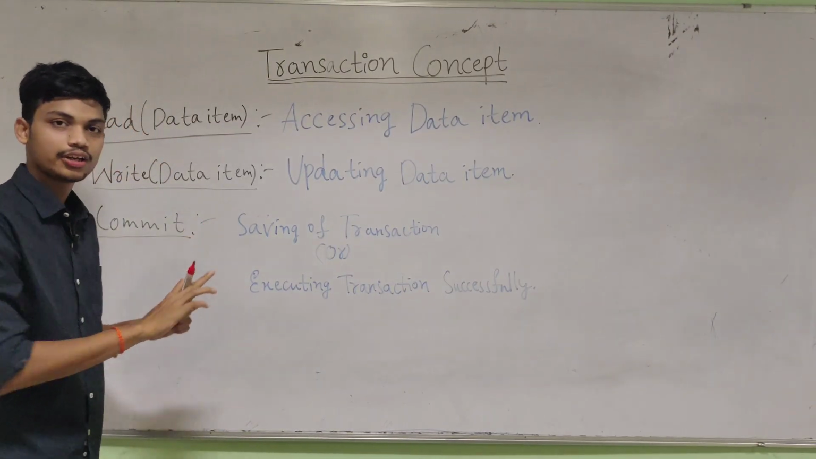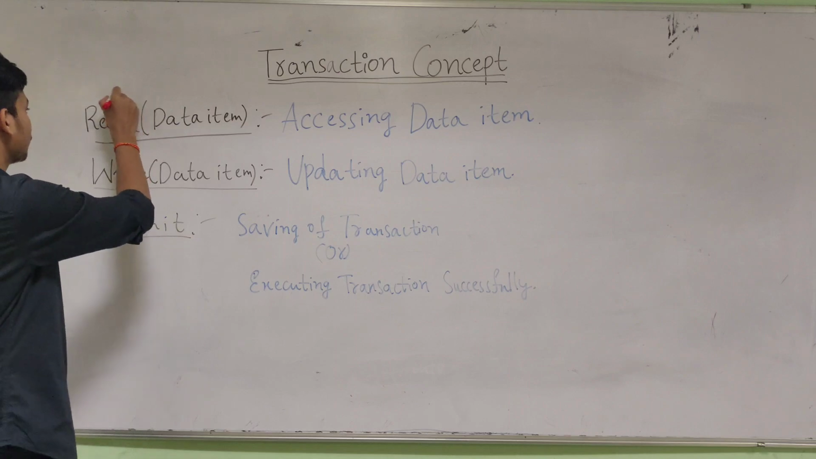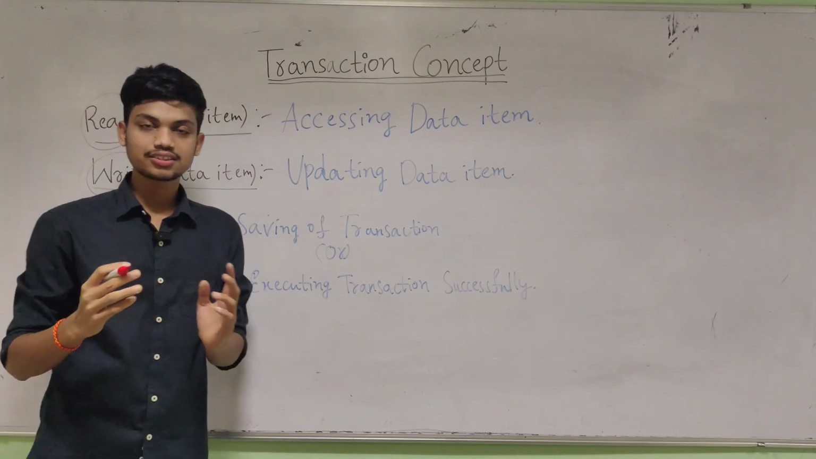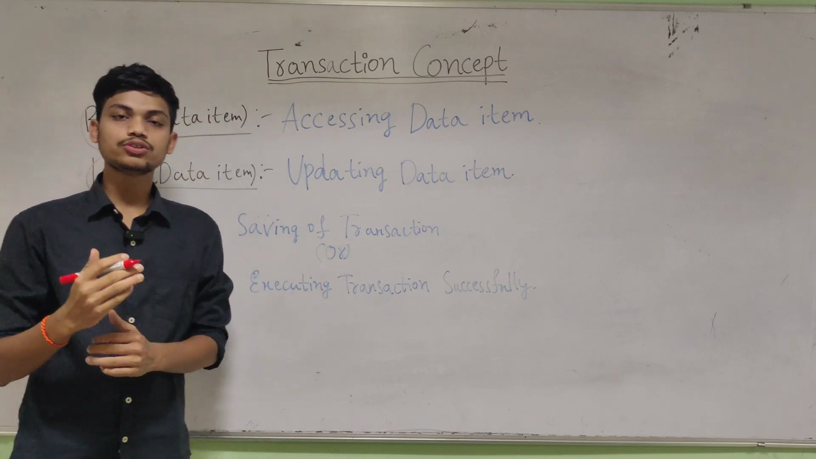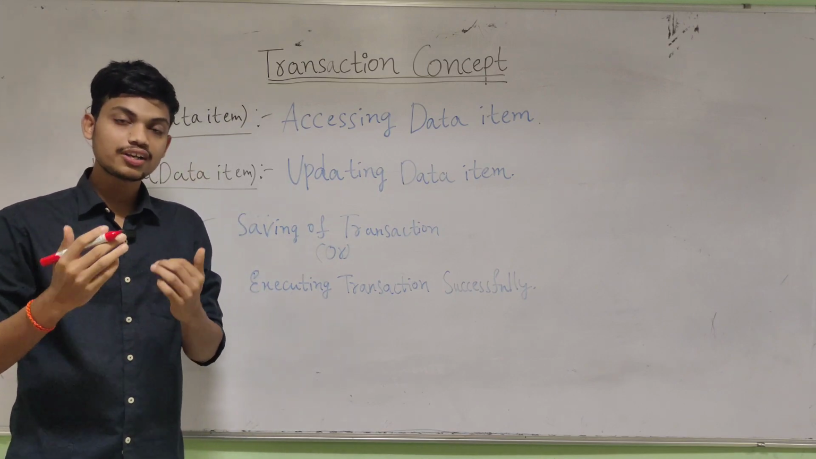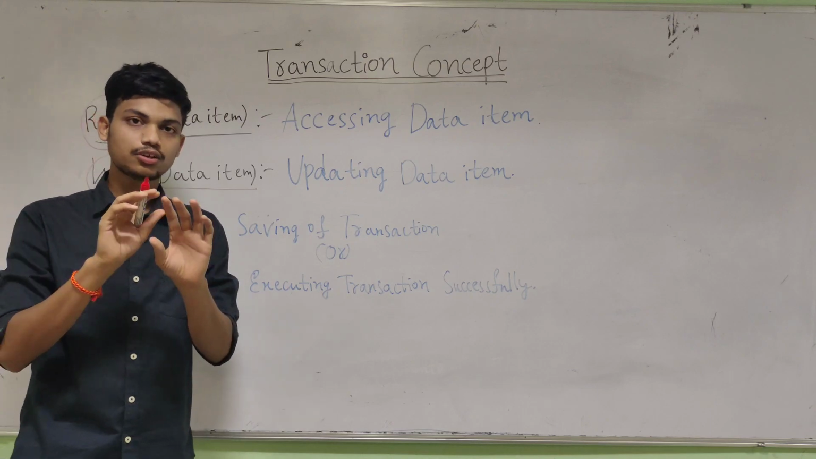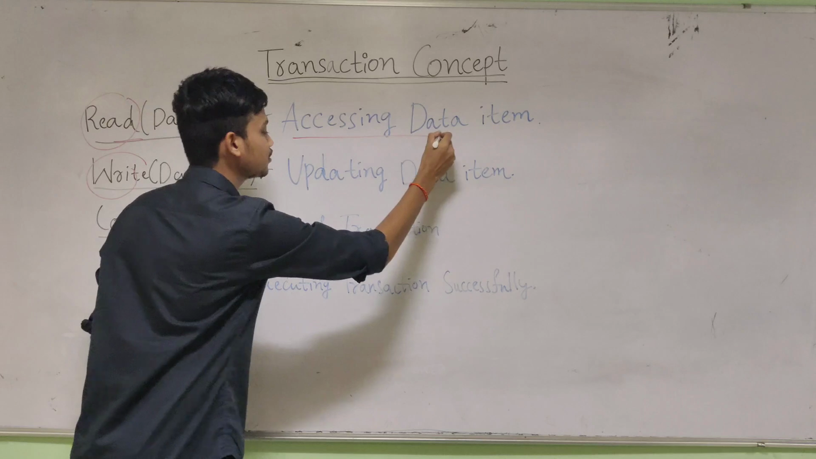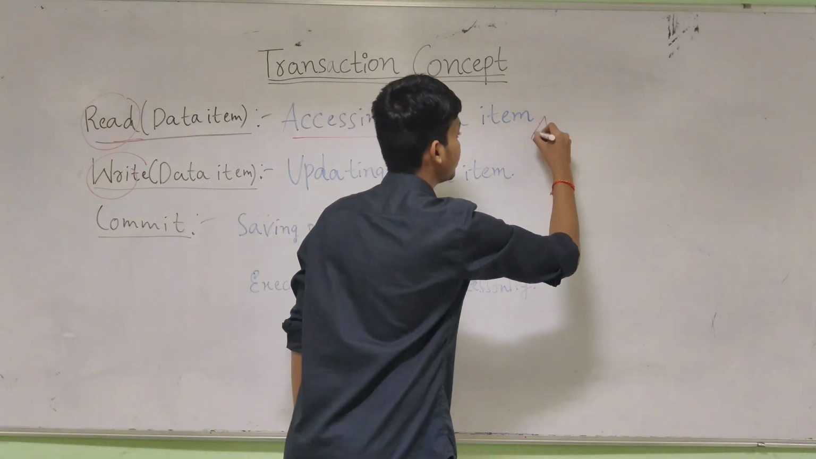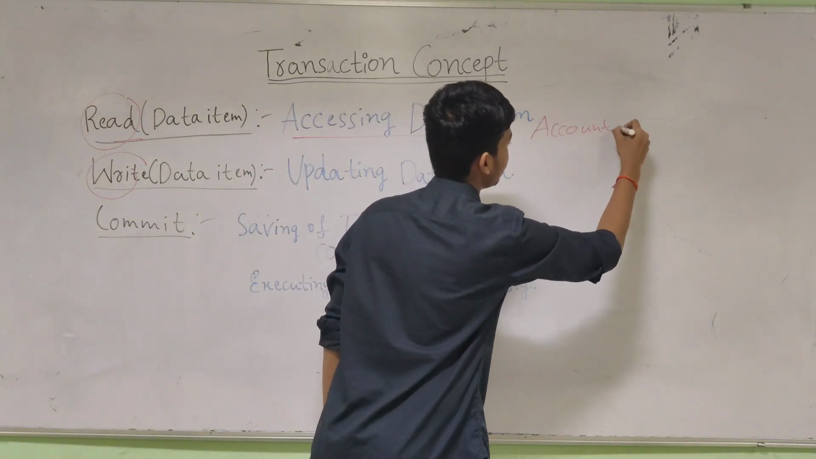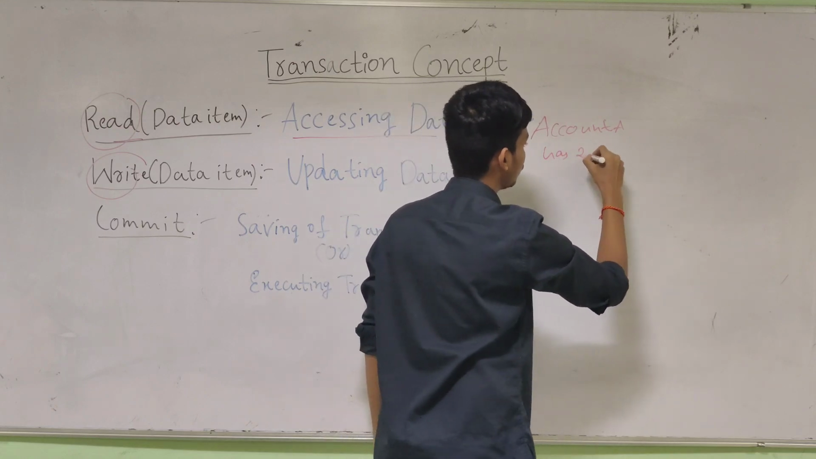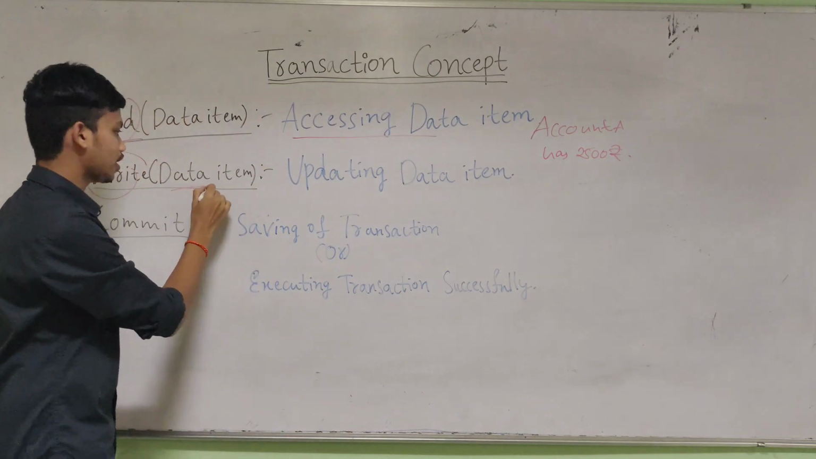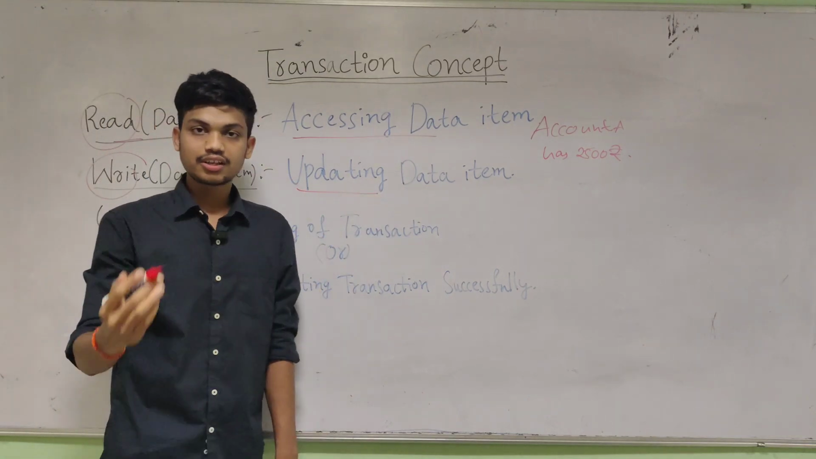Look here carefully. In my previous example, I used some terminology like read and write. So what is read? Read means to access the data items. For example, A uses his account number to read the values of the account, which means to read the money present in his account. That is read. Read means to access the data item, let us say account A has 2500 rupees. This is read. Then what is write? Write means to update the data item.